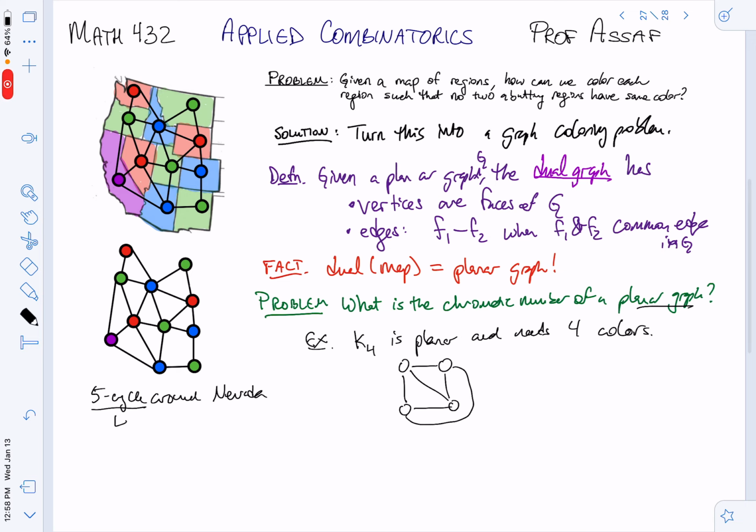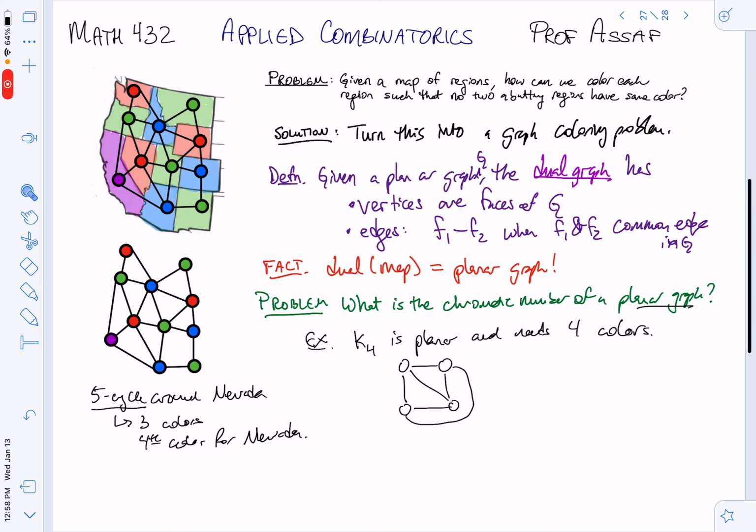And the 5 cycle needs 3 colors, right? It's an odd cycle. Odd cycles need 3 colors. So I need 3 colors for all of these states that border Nevada. And Nevada itself touches each and every one of them, which means I need a 4th color for Nevada. So definitely I could not have done this graph in fewer than 4 colors. But are there other graphs? We can see how even though I didn't have a copy of K4, I needed 4 colors.